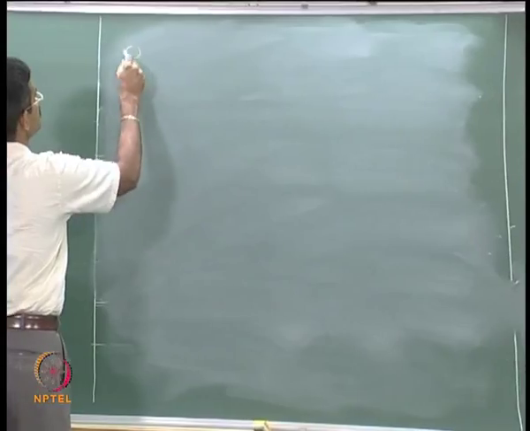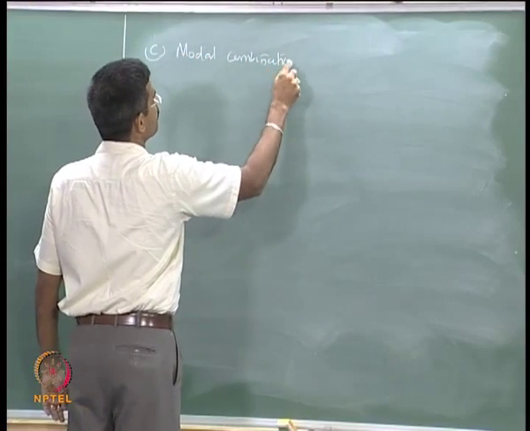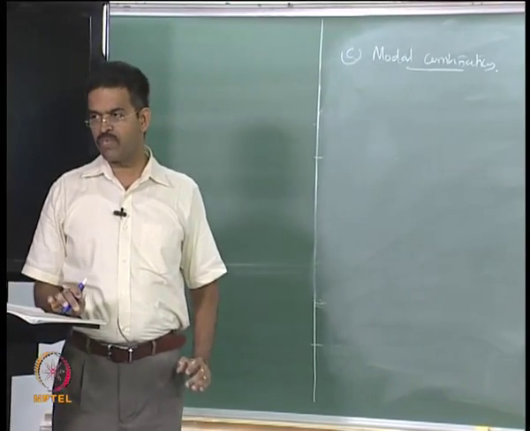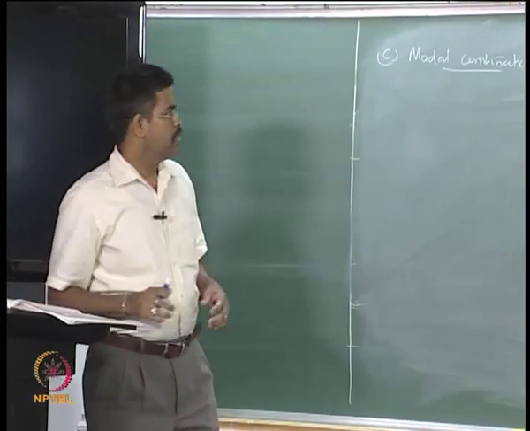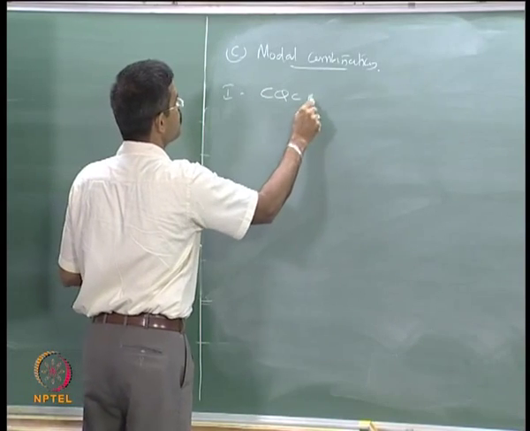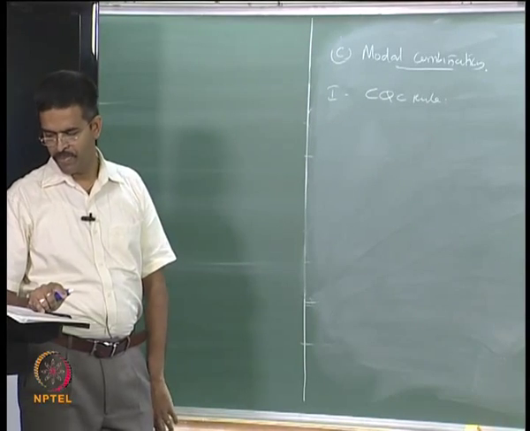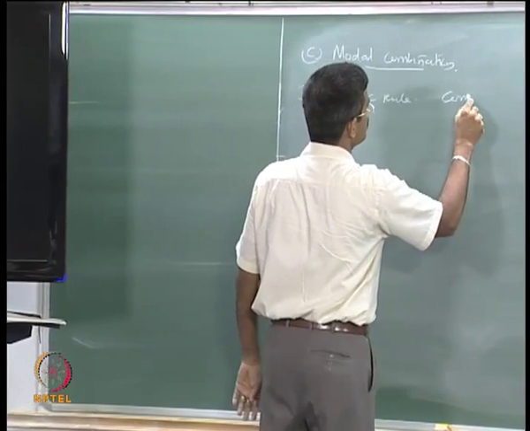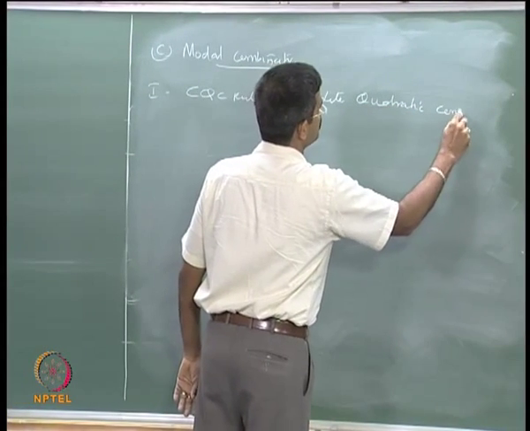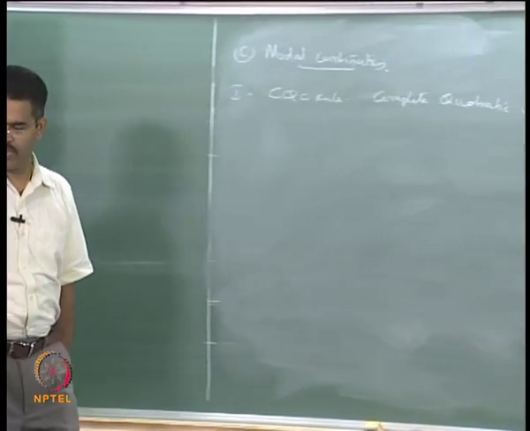Talk about modal combinations. I want to now combine the modes and see what will be the effect if we ignore the higher modes. There are 3 rules available here. The first rule is the CQC rule. First let us see what we are trying to combine. It is the complete quadratic combination rule, that is the CQC rule.